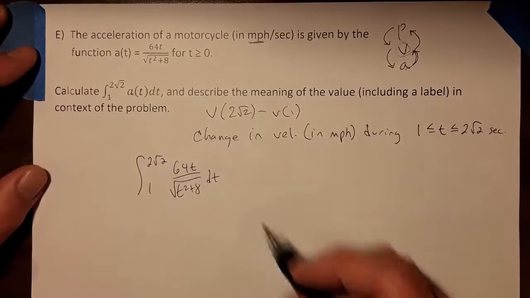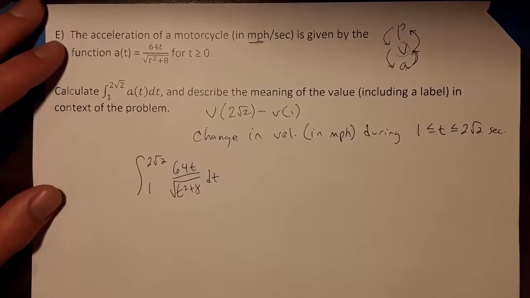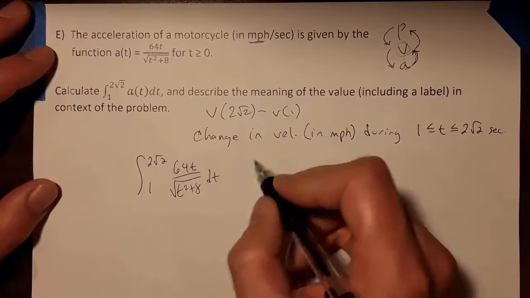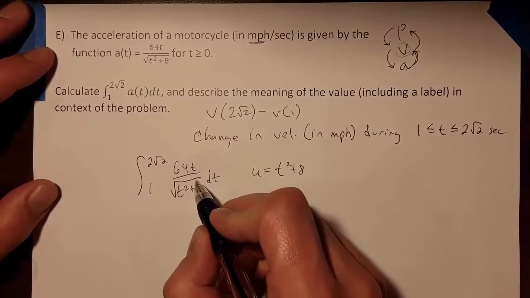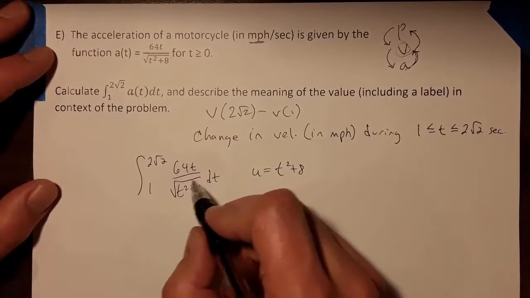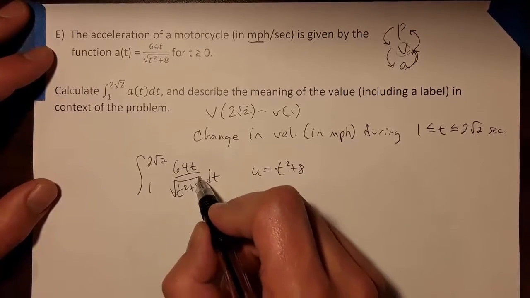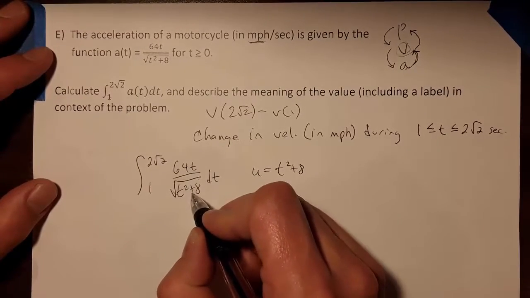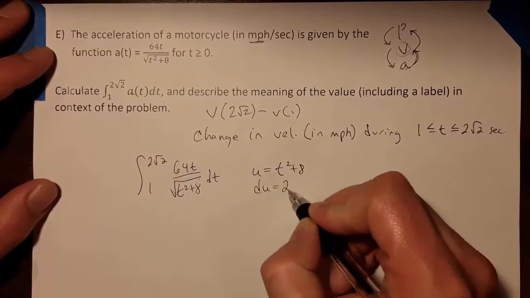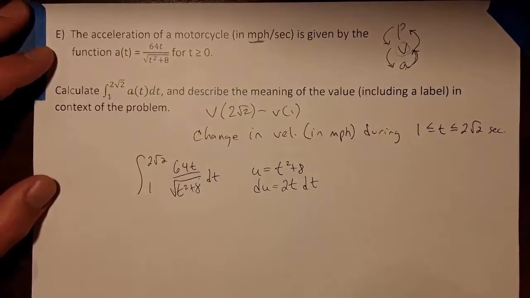There isn't really a major quantity going to a power. It doesn't appear to, unless you consider the bottom, t squared plus 8, is in fact going to the negative half power. Negative because it's in the denominator, and half because it's in a square root. So I'm going to let u equal the inner function of the denominator. du then would be 2t dt.